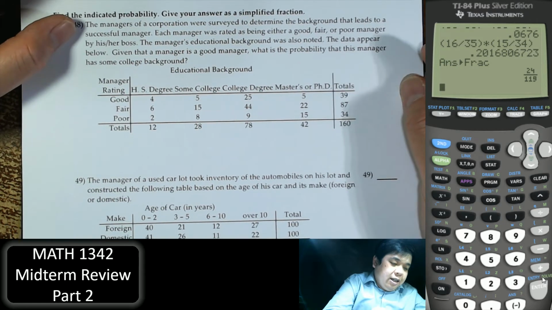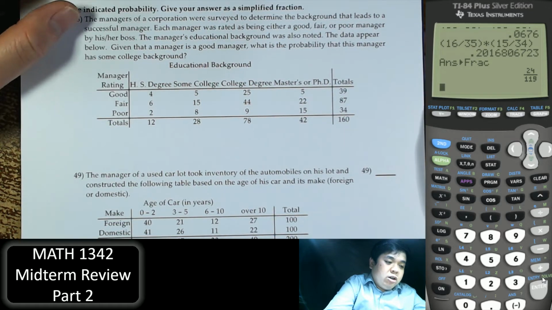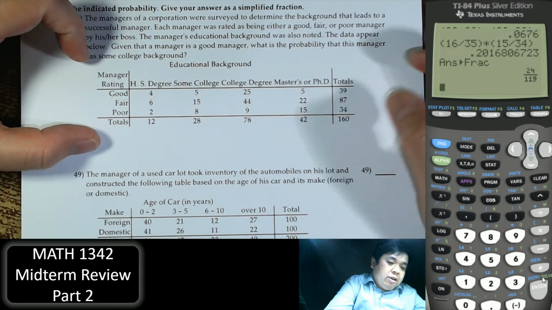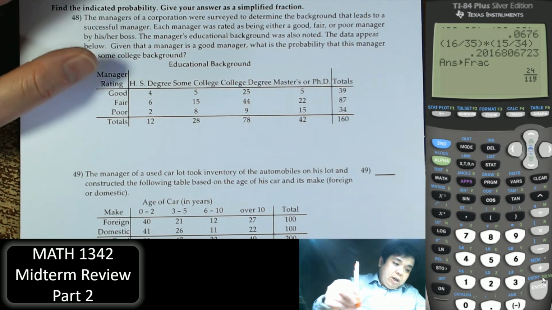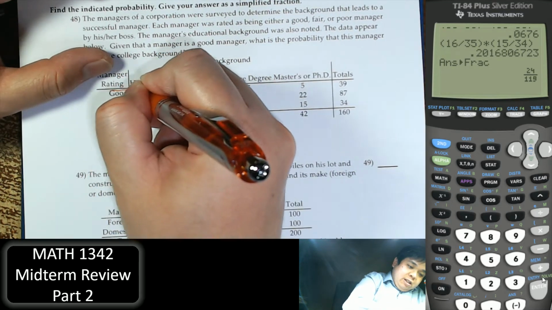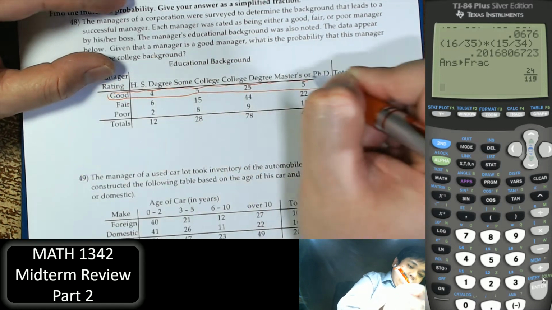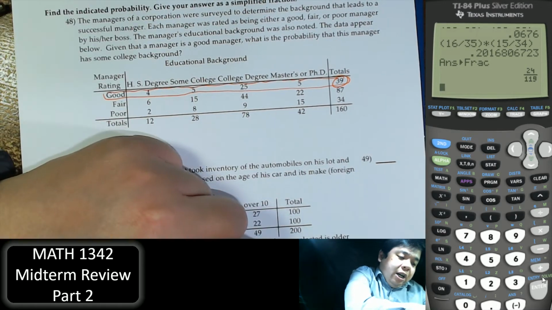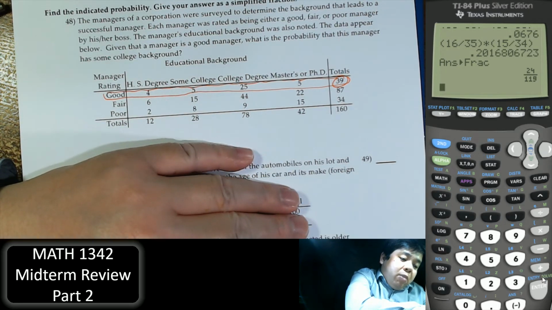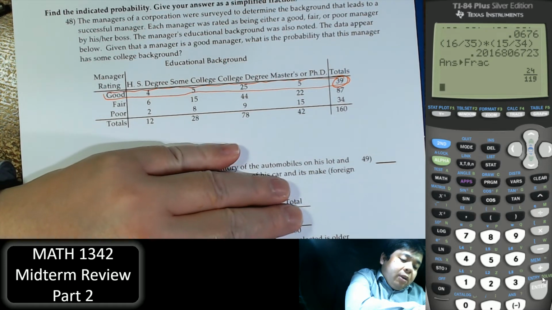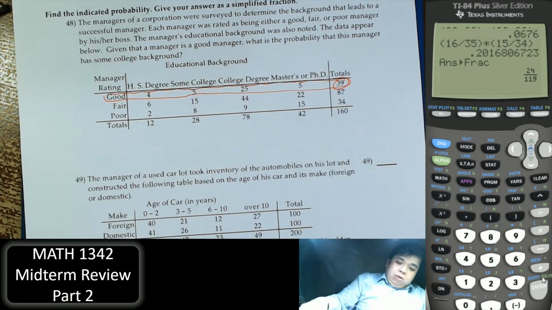Next, the managers of a corporation were surveyed to determine the background that led to a successful manager, and this is what we have. Given the manager is a good manager, so we have the good managers here. There are 39 in total. Given that is the case, what is the probability that the manager has some college background?